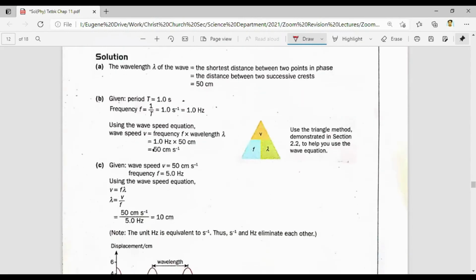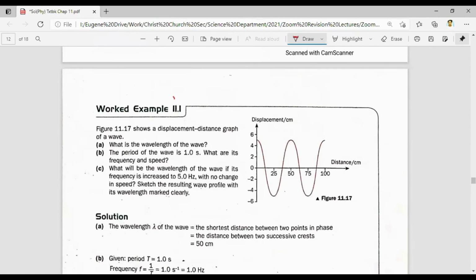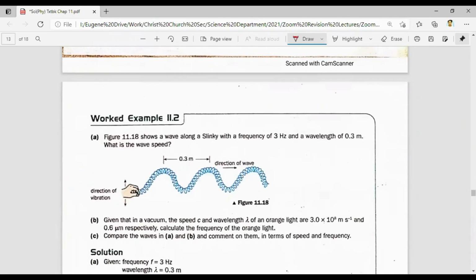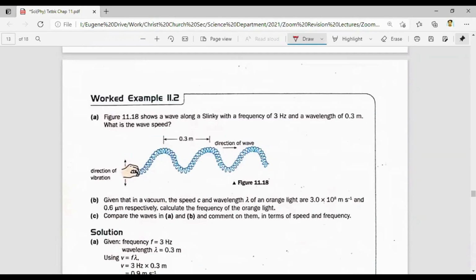Okay, so these are just examples of the calculation. My suggestion is to look through worked example 11.1, because this will give you a rough consolidation of the calculations you need to know and how to go about applying what you have picked up prior to this. Okay, 11.2 is also a good example to look at, right? And actually, I think I've seen this in the O-level questions before. So this kind of diagram.